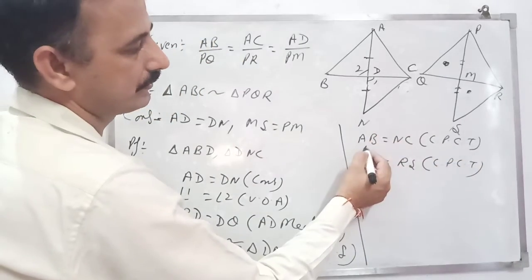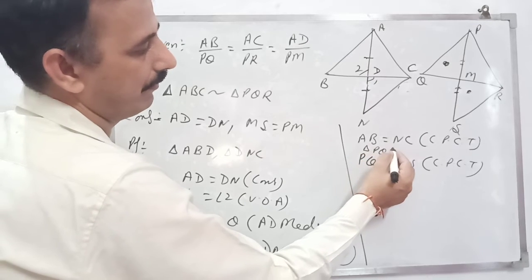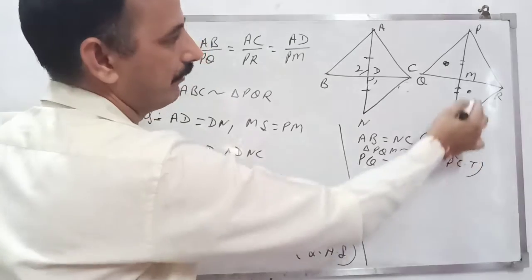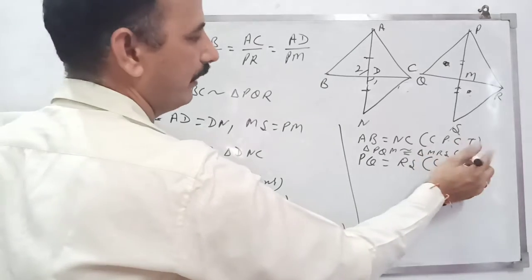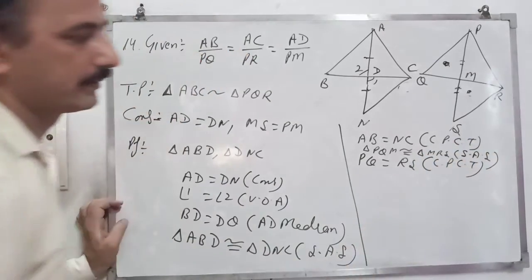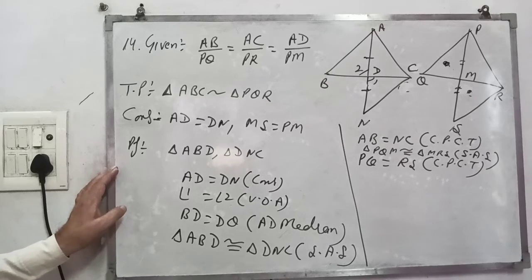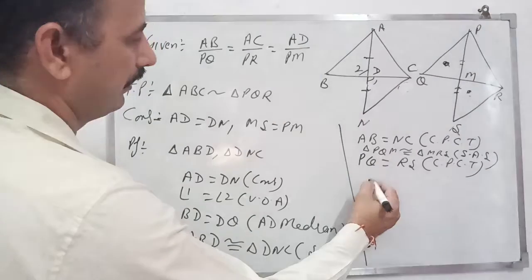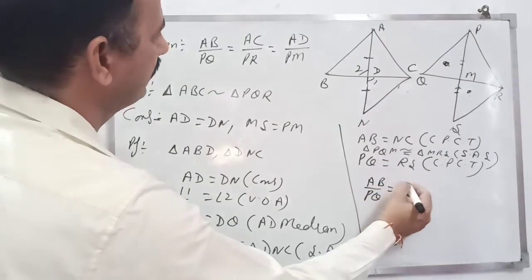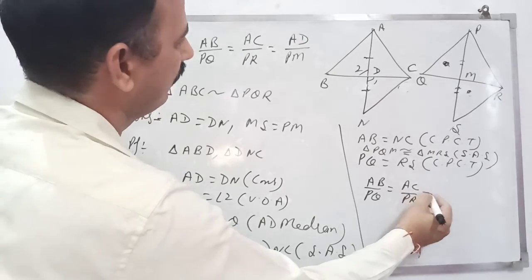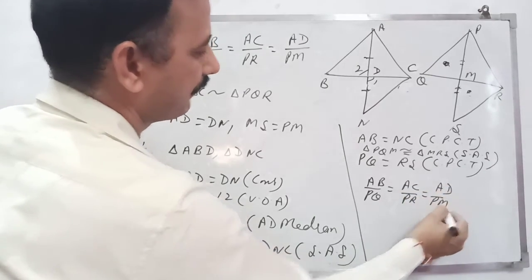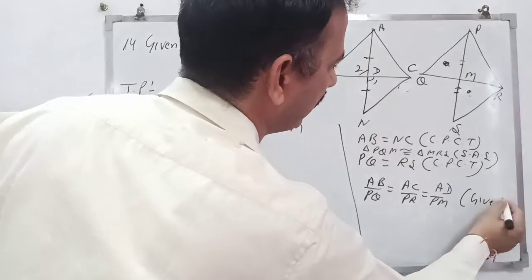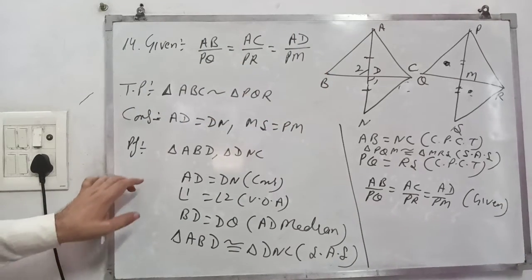Similarly, we can make these two triangles congruent, that is triangle PQM congruent to triangle MRS, right? We congruent these two triangles and you find that their corresponding sides are equal. Now the given is AB upon PQ equals AC upon PR equals AD upon PM. That is given, right?